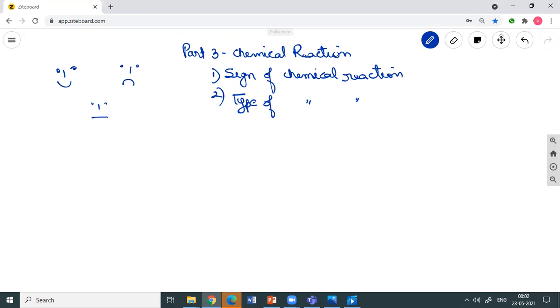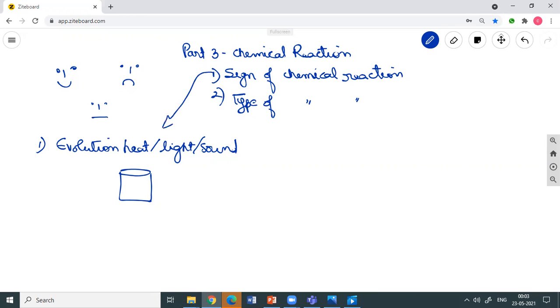So when a reaction is taking place, children, there can be evolution of heat, light, or sound. Evolution of heat can take place, light can take place, sound can take place. For example, if you're carrying out a reaction in a beaker, you can see a light coming out, or you can see the beaker becoming hot or cold, or you can observe a certain popping sound coming up. That means hydrogen gas is being evolved. So this is one type of indicator which tells that a reaction is taking place.